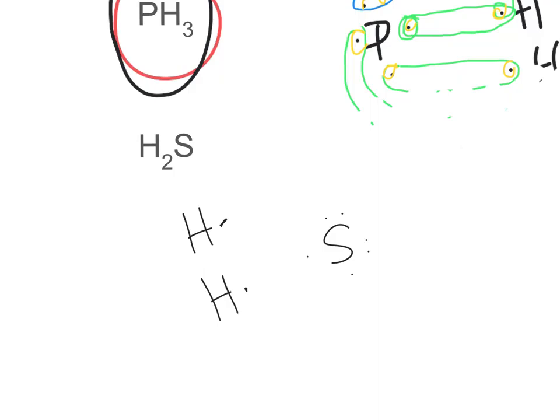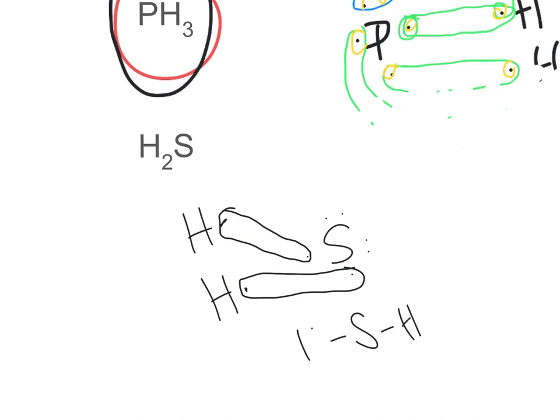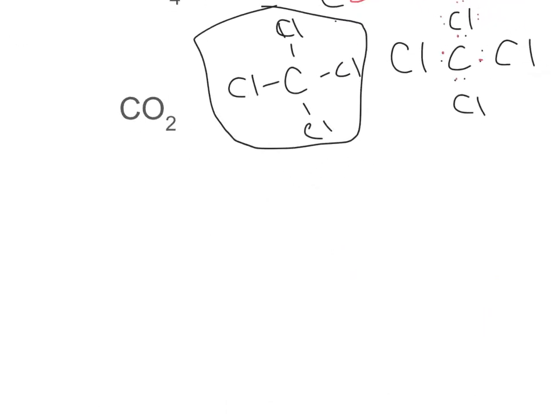Again, Lewis structures are important. This one unpaired is going to pair with that unpaired. This one and this one are going to pair. This would be the structure for H2S right here. We'd have one pair between S and H, and then sulfur would still have its other electrons.